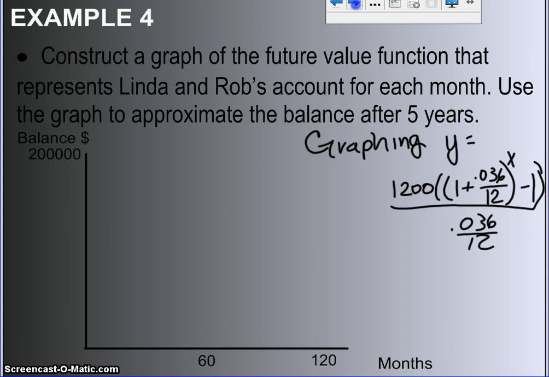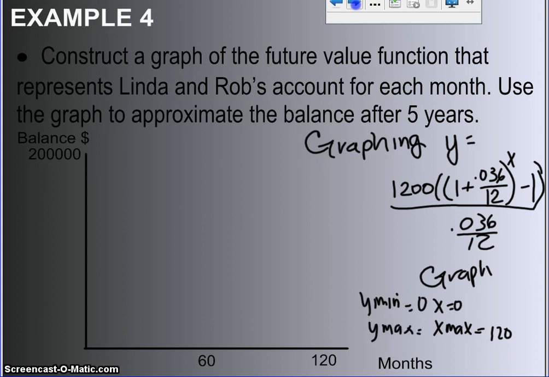Once you do that, you're going to click graph. And hopefully your settings are correct in the window that it's showing. It should show an x minimum of 0 and an x max of, we'll say, 120. It should have a y minimum of 0 and a y max of, we'll say, $200,000.